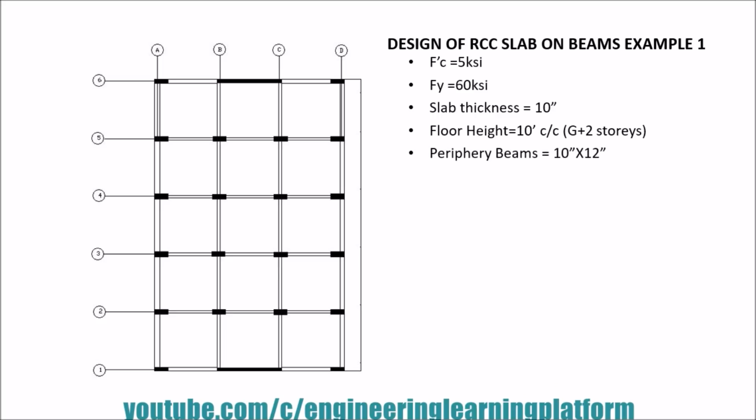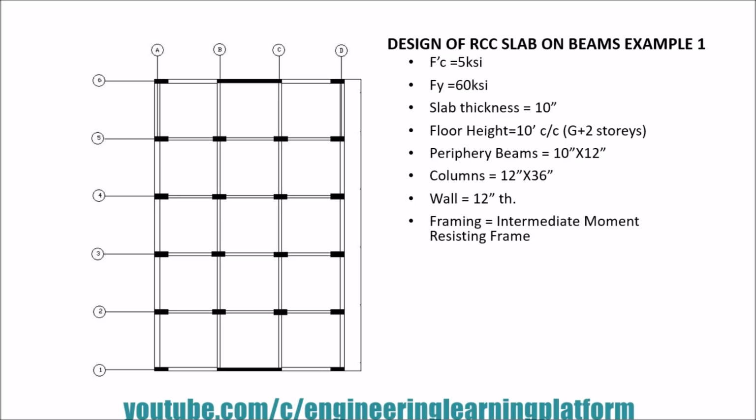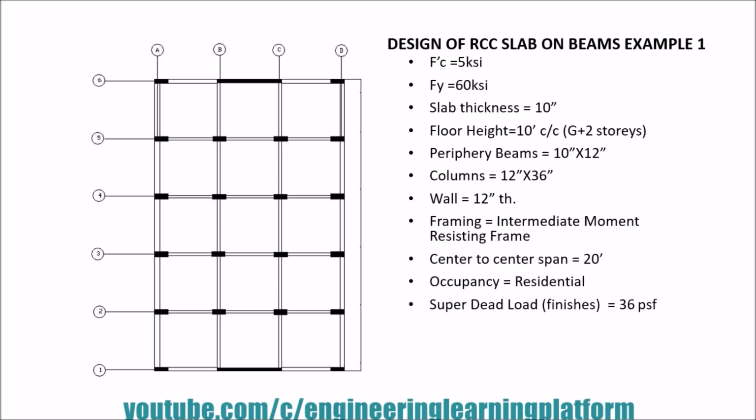The periphery beams are 10 inch by 12 inch, columns are 12 inch by 36 inch. Wall is 12 inch thick. The framing type is intermediate moment resisting frame or IMRF. The center to center span is 20 feet. The occupancy type is residential. Super dead load is 36 pounds per square feet.